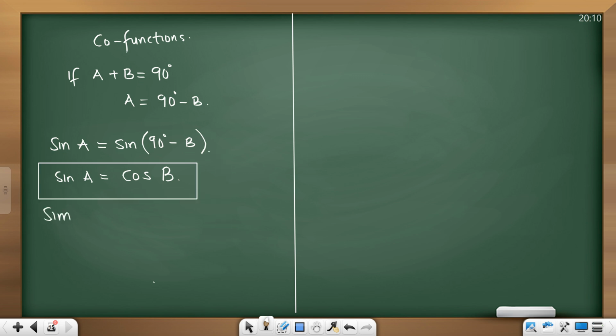Similarly, cos A is the same as sine B, only if A plus B equals 90, and these are called co-functions. In trigs, anytime I see the 90, I must change my trig ratio. Anytime I see the 90, please finish writing this.